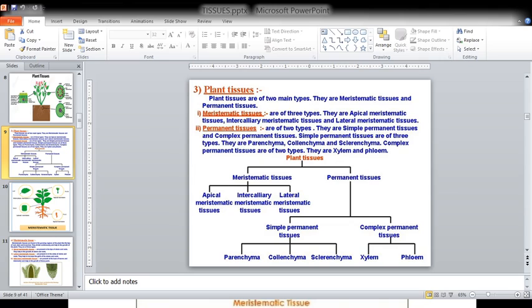And then intercalary meristematic tissues, which are present at the base of the leaves and internodes, and which help in the growth of those parts. Means wherever they are present, there is growth of those parts. Clear about the meristematic tissues? Clear? So this is your short note of the meristematic tissues. This table you have to draw in your notebook and prepare.